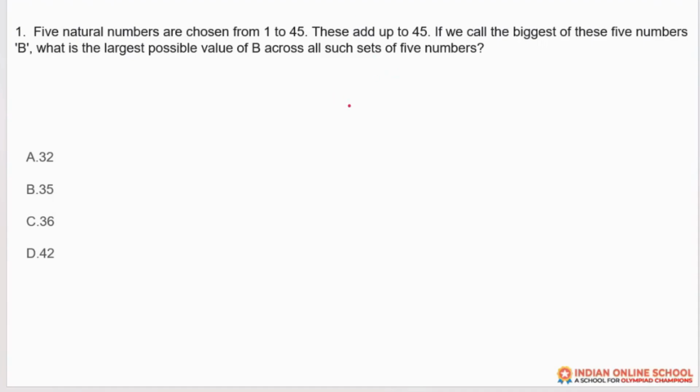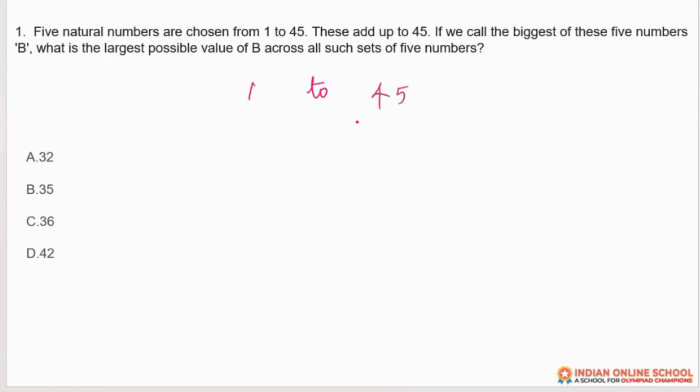The question asked here is, 5 natural numbers are chosen from 1 to 45. So we have natural numbers starting from 1, right? We have to choose 5 natural numbers between 1 and 45. And we have to find the largest possible value of the largest number out of these 5, whatever numbers we choose.